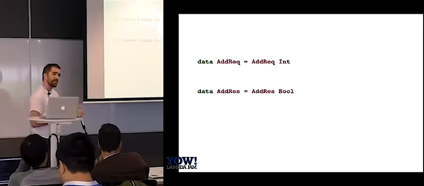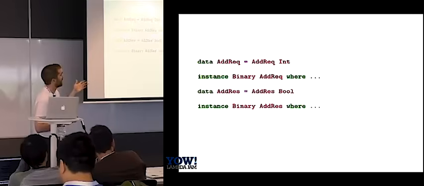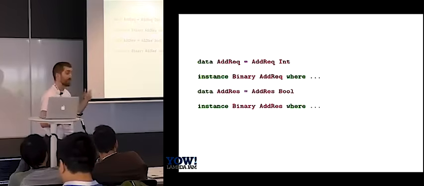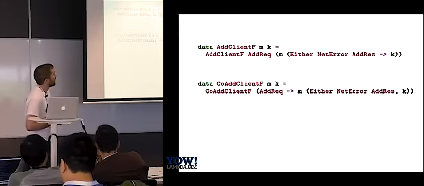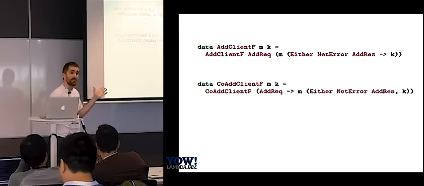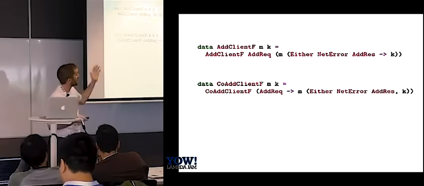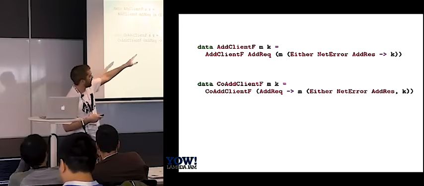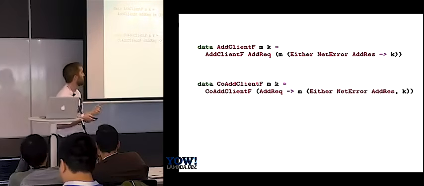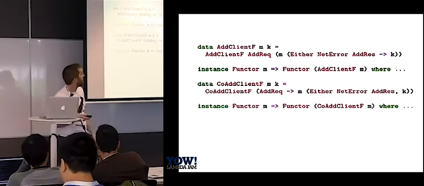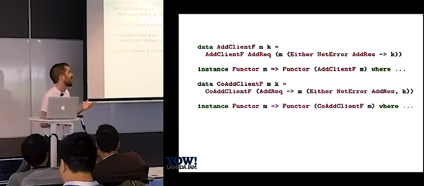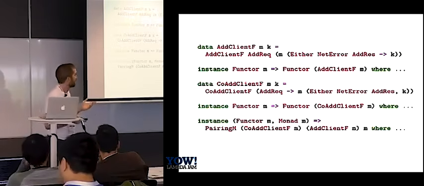So we have our add, so we can build packets for it. So we have our add request and our add response. The int and the bool have been split up. And then we can build this, which is pretty much like from Conrad's talk. We take a request, and then in some monad, we either get an error or a response, and we continue along. We also have the server equivalent that can handle it. There are functors for these. There are pairings for these.